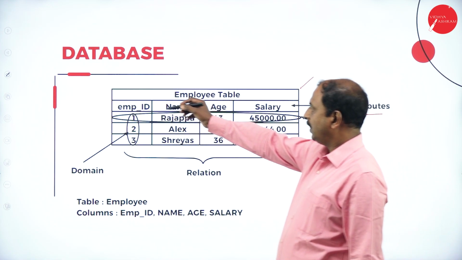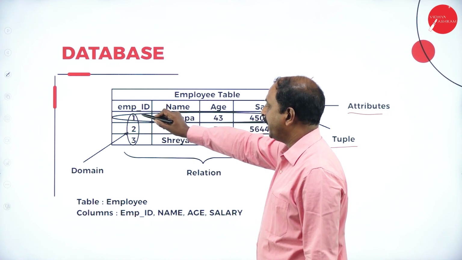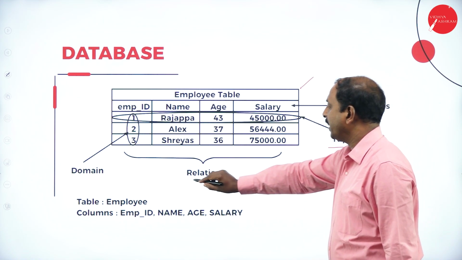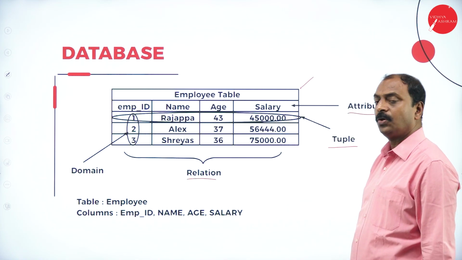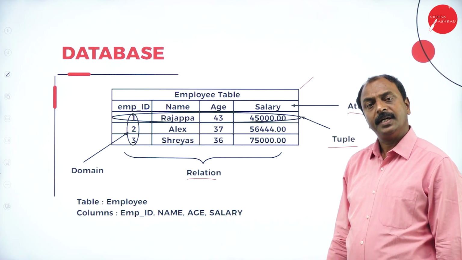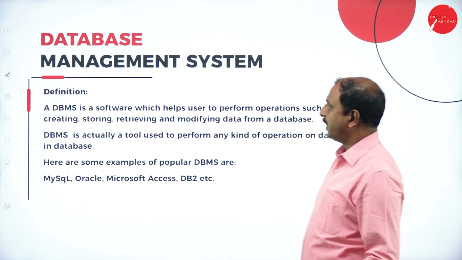In this example, 1, 2, 3, here employee ID is one domain. And the entire table is called a relation. Entire table is called a relation. So these are all different terms we use in database. Now let us move on to the next slide.